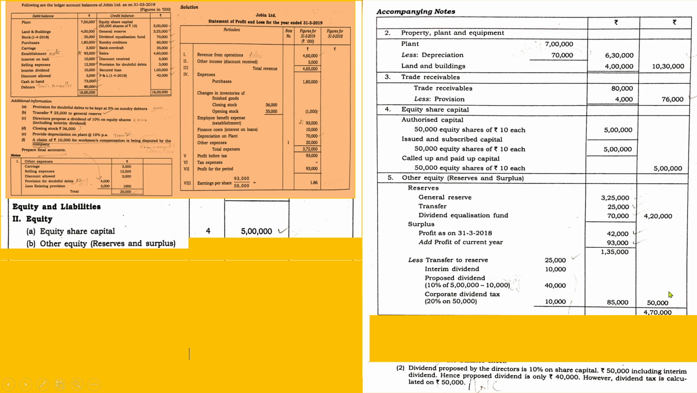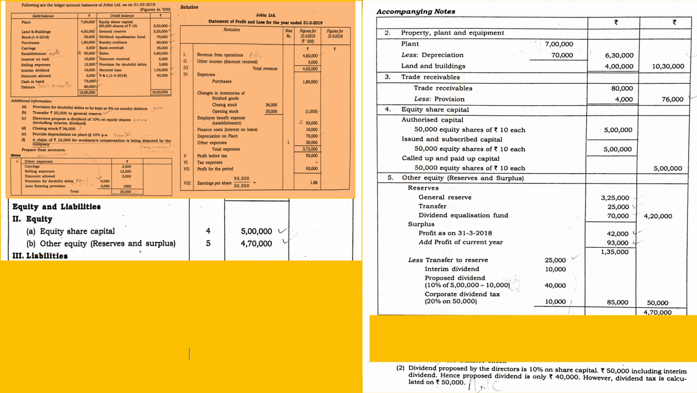Now adjust all the amounts. In simple sense, if you add together all these items, that is 3,25,000, 25,000, 70,000 plus 42,000 plus 93,000 minus 85,000, you will get 4,70,000. You can do it in any pattern as you like. The only thing is to make sure to add only those items that are intended to be added, and make sure you are deducting the correct values. So the value of other equity is 4,70,000. So we have completed the equity side.